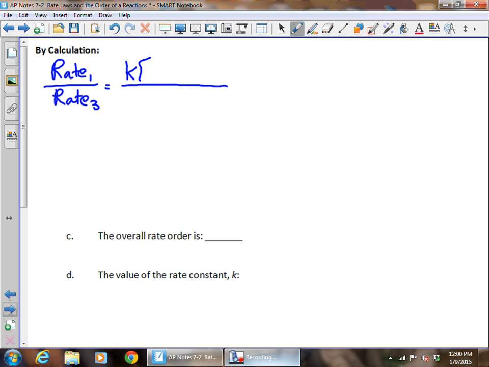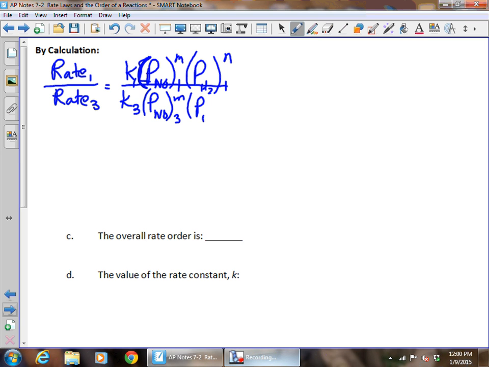And it's going to be K, and it's not something different. Remember, we can't write this in terms of brackets. It's a gaseous reaction, to the M, to the N. And all of those are for reaction 1. And on the bottom, we're going to have K3, and exactly the same for the rest of it. We're just dealing with reaction 3 for this. Okay, so there's our setup for our ratio.